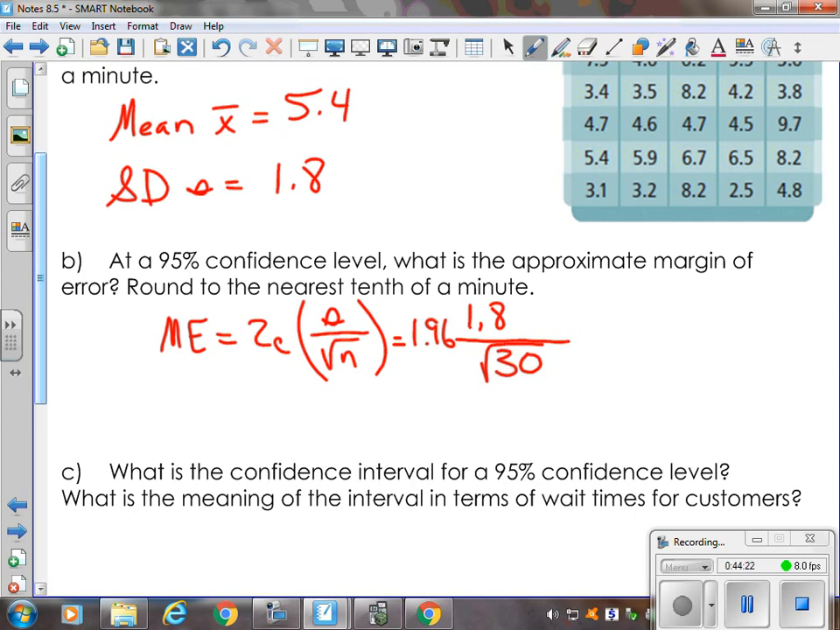So we're going to say 1.96 times 1.8 divided by the square root of 30. And you can do that, by the way, all at one time because your calculator is smart enough to multiply and divide and do it all right because it's going to do the order of operations correctly.